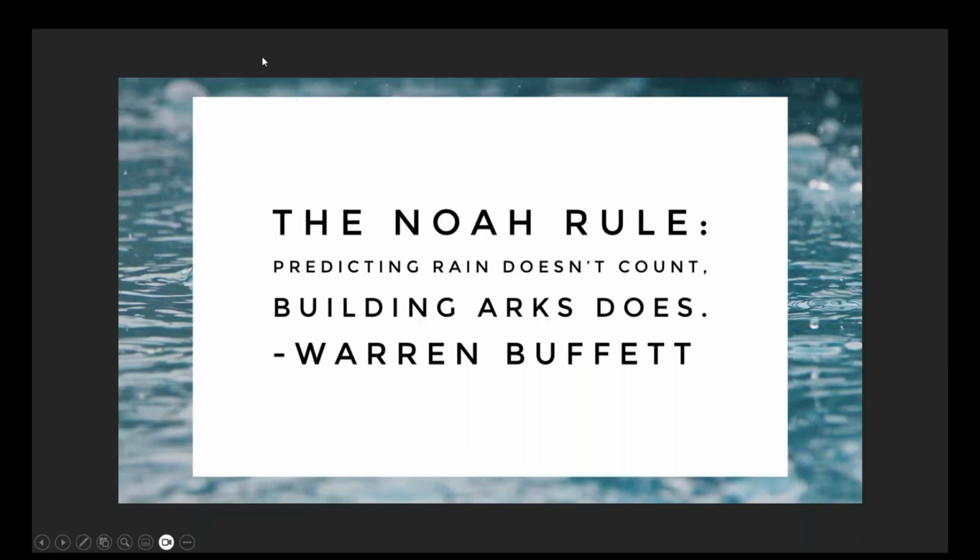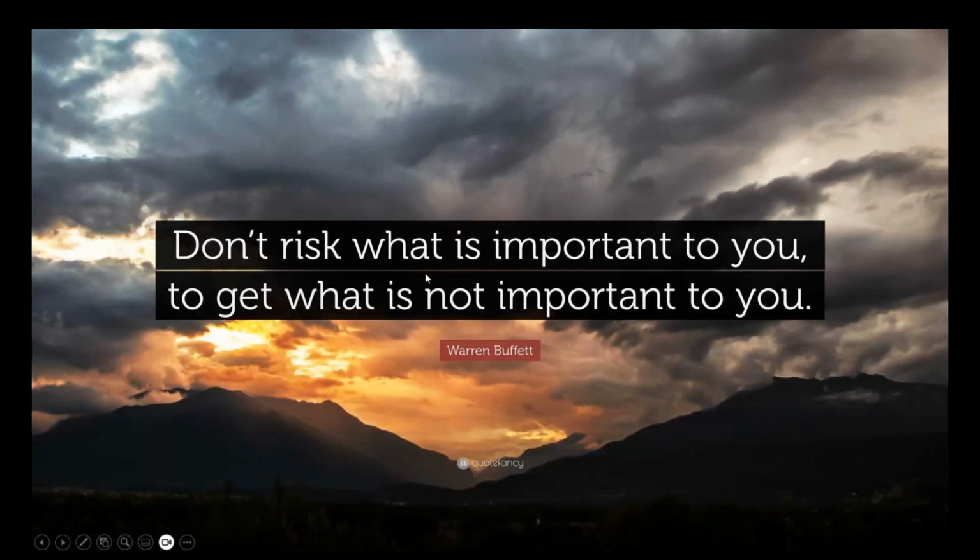Yep, in the index fund. The NOAA rule: predicting rain doesn't count, building arcs do. Don't risk what is important to you to get what's not important to you. This is again great when it comes to your clients in retirement. If they made an extra 30% next year, would it affect them? No. If they lost 30% next year, would it affect them? Yes. Don't risk what's important to you, your lifestyle, to get what's not important to you, which is an extra money that you'll do nothing with.